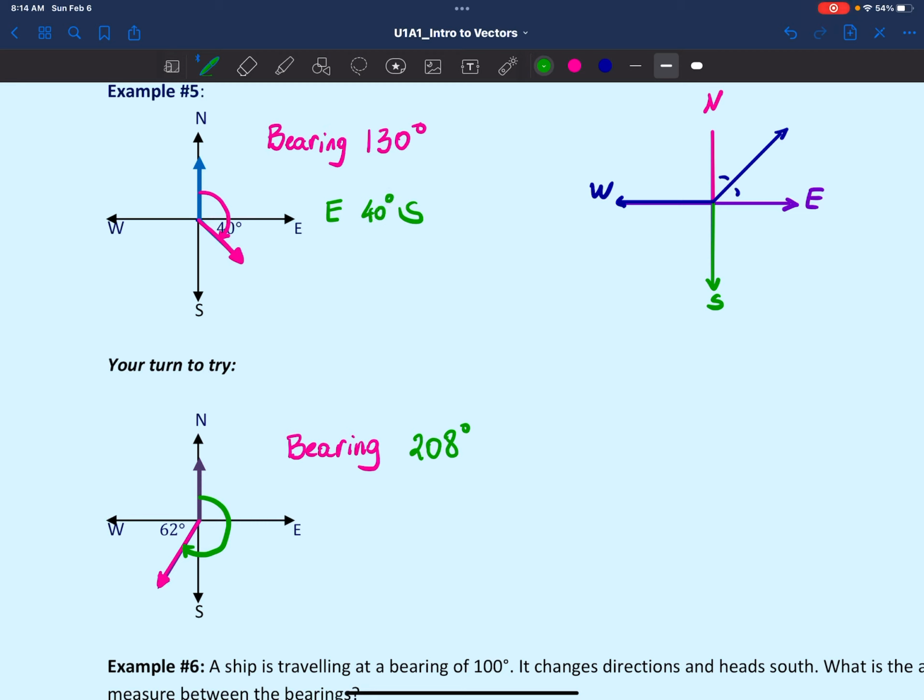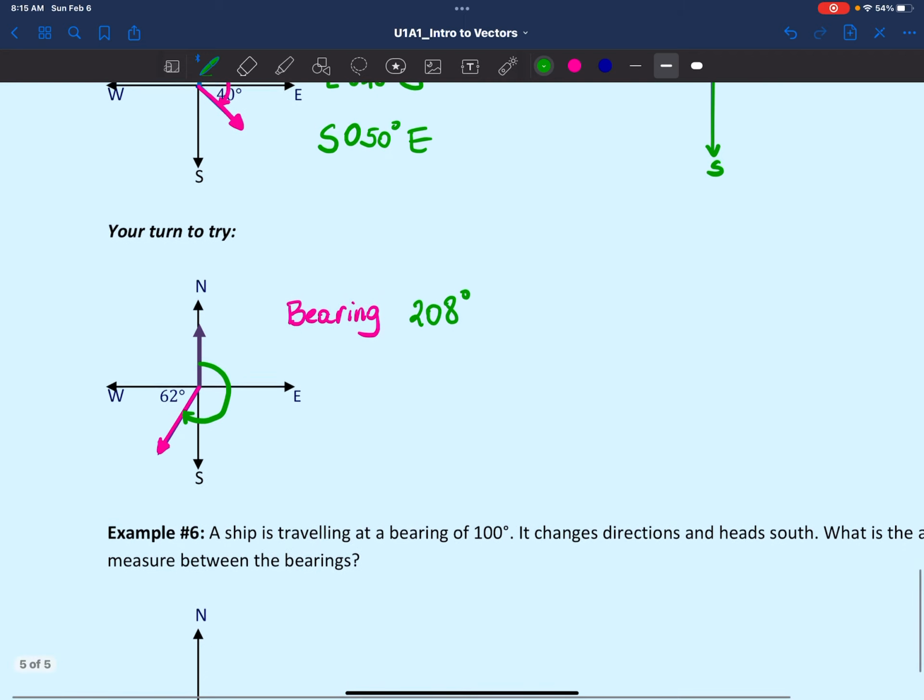Now, very important is that we use 3 numbers to describe the angles using a compass. So we have to add the number 0 here. So east, 0, 40, south. The same vector or the same direction here can be described by using the south towards east motion. So if you go from south to east, you're moving 50 degrees. So south, 50 degrees towards east. So we have to add the 0 again.